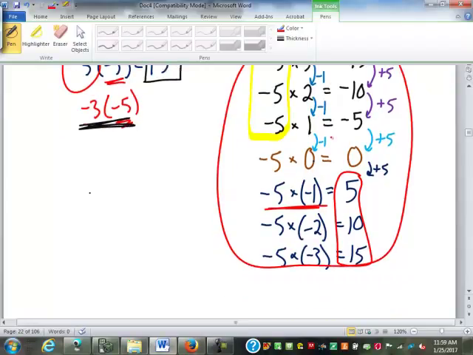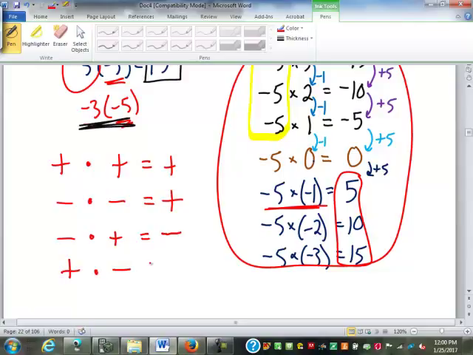So when we are multiplying, obviously a positive times a positive is going to be a positive. A negative times a negative is going to be positive. So if we're multiplying two numbers that have the same sign, the result is positive. What if I multiply a negative times a positive? What do I get? Negative. Or a positive times a negative is also negative.